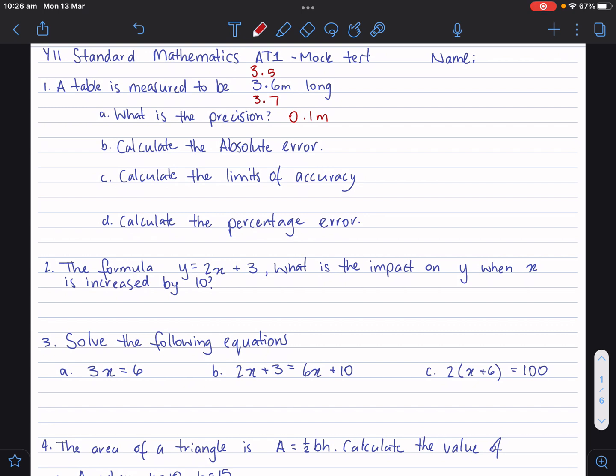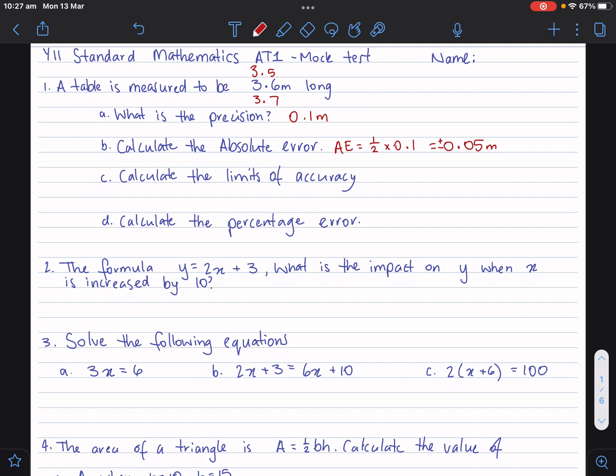Part B says, calculate the absolute error. Now the absolute error formula is given on your reference sheet. The absolute error formula is absolute error equals half times precision. We already found precision to be 0.1. So absolute error is going to equal half times 0.1. And when we chuck that in the calculator, we get 0.05 meters. It's going to be plus or minus. Why is it plus or minus? Because the absolute error can be plus 0.05 meters or minus 0.05 meters. And that formula is given on the reference sheet.